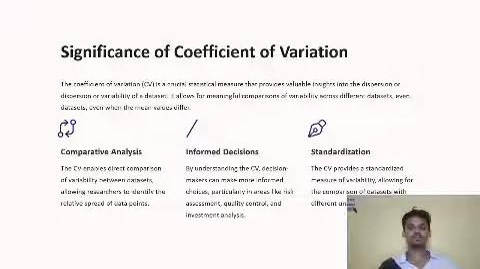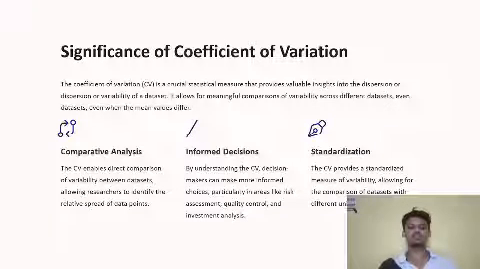Significance of coefficient of variation. The coefficient of variation is a crucial statistical measure that provides valuable insights into the dispersion and variability of a dataset. It allows for a meaningful comparison of variability across different datasets, even when the mean values differ.